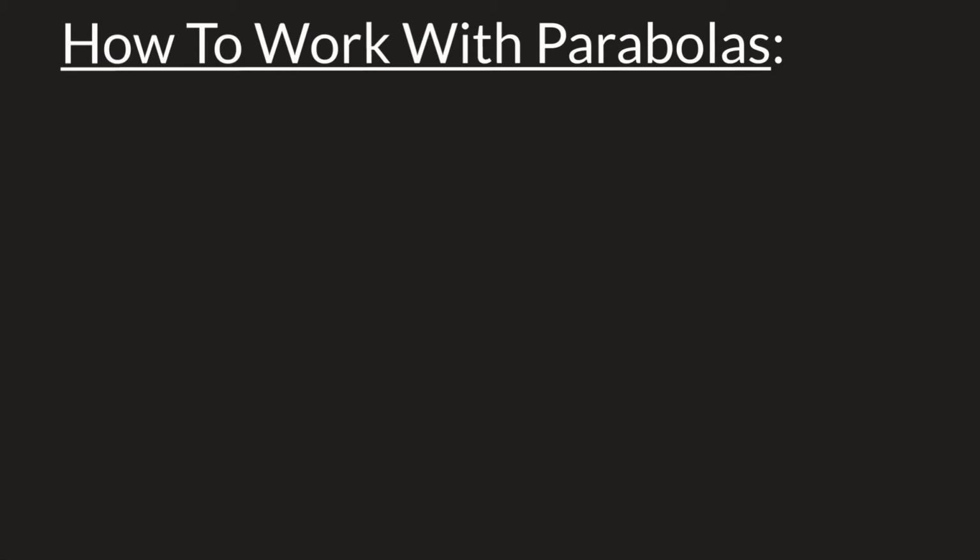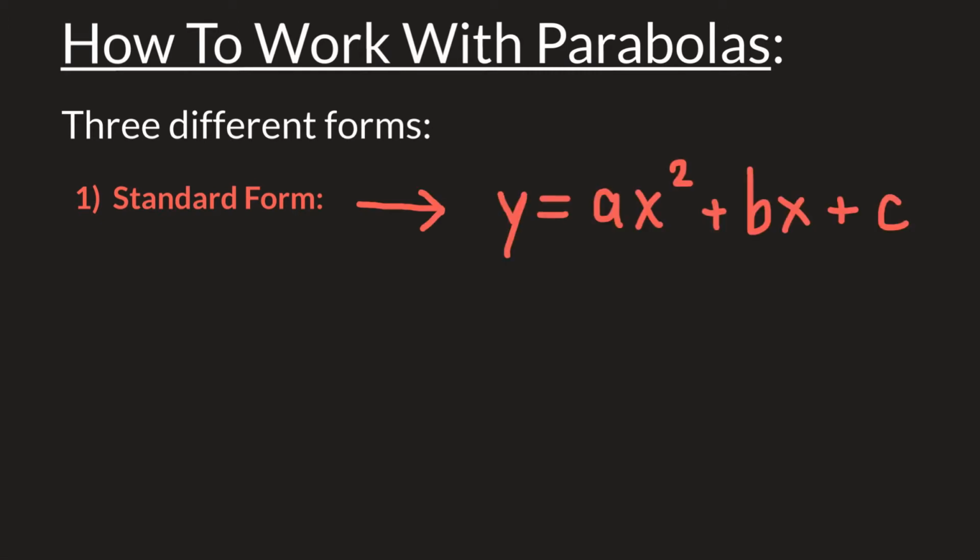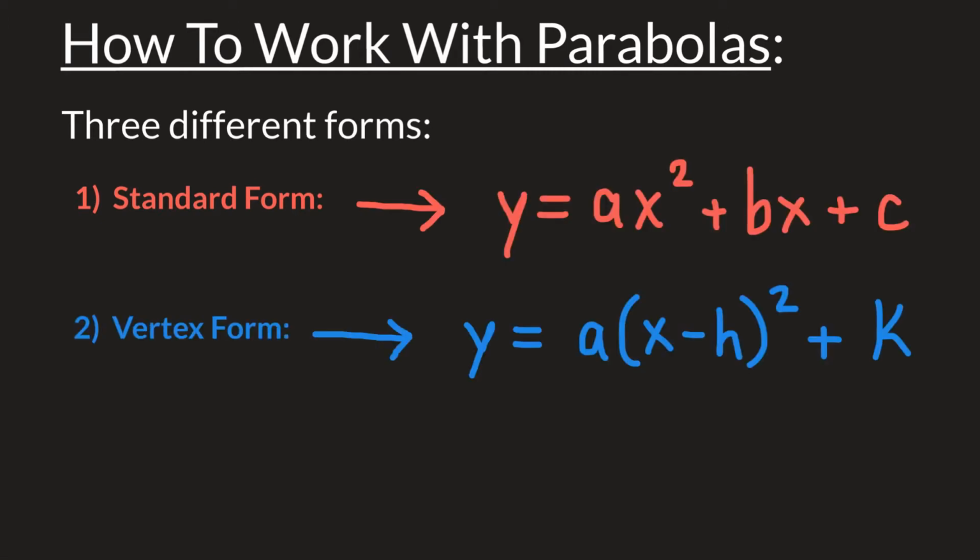In this episode, we're going to learn how to work with parabolas. First, there are three forms for parabolas. Number one, standard form, which looks like this. Number two, vertex form, which looks like this. And number three, factored form, otherwise known as x-intercept form, which looks like this.